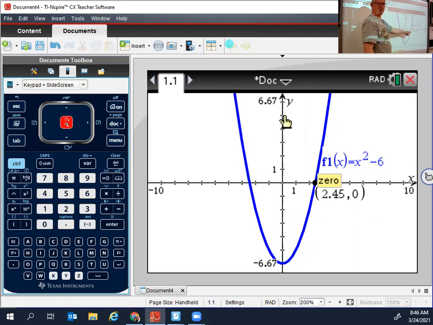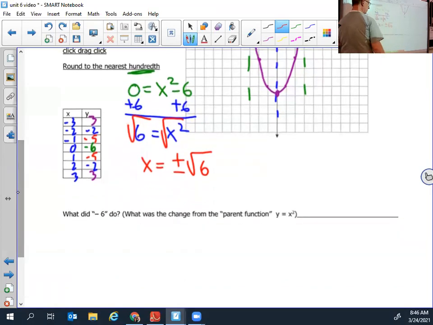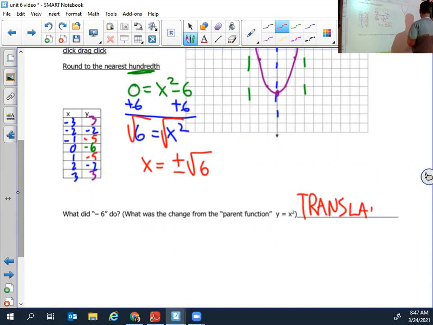And you'll see it's at 2.45. If you did the same thing on the other side, it'd be at negative 2.45. So this is going to be squiggly bracket plus or minus, a perfectly legit way of doing it, 2.45 squirrely bracket, which is the same as the square root of 6. What did the minus 6 do? It translated the function 6 units down.